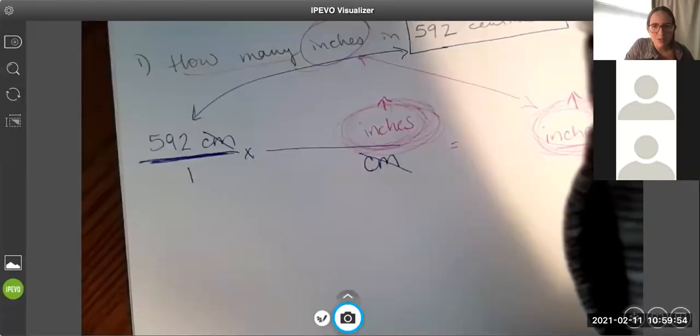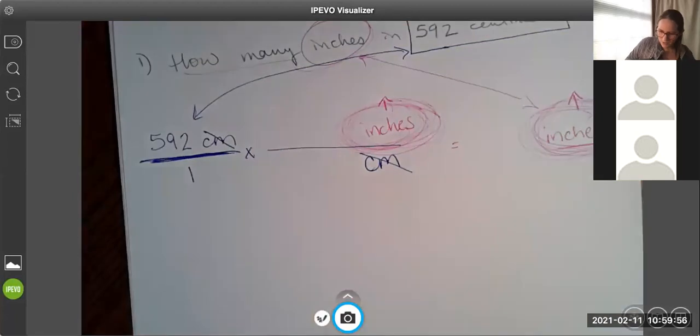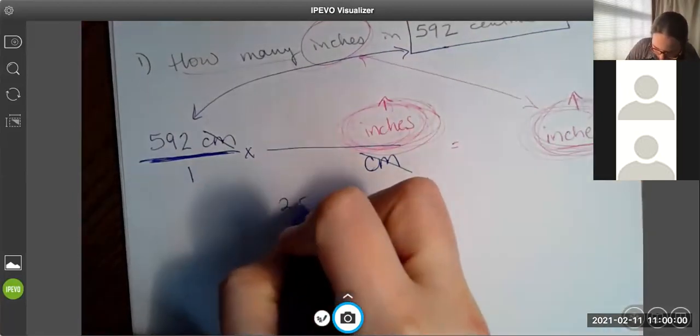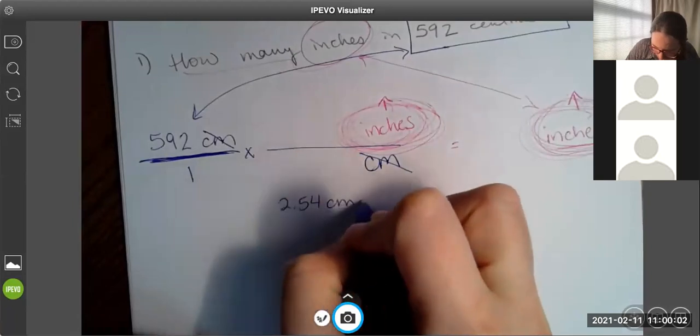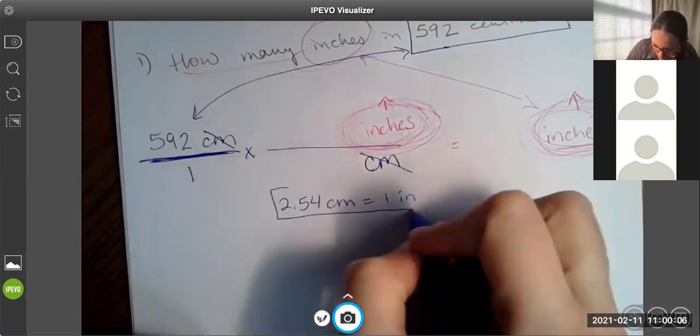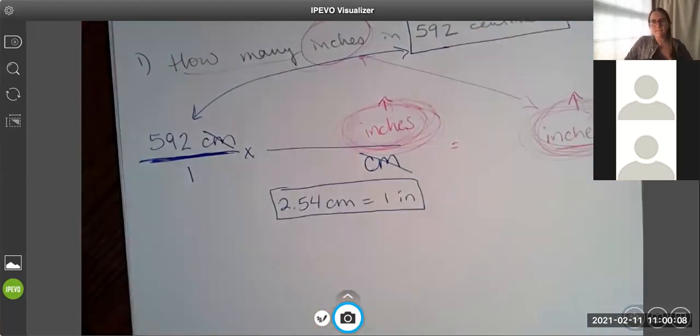Let's get Zoom back over to this page. 2.54 centimeters is 1 inch. All right. Found the conversion factor.